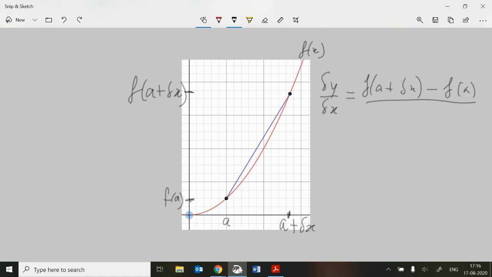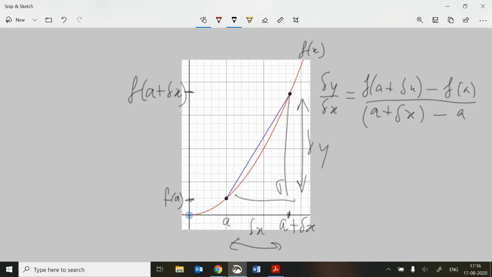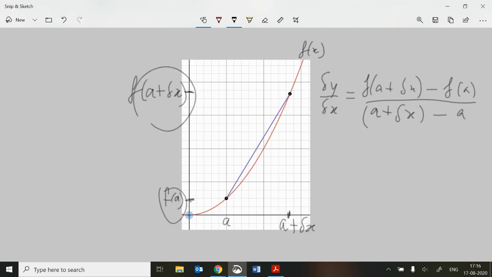Now, if you want, you can write this as a plus delta x take away a. So it's the distance here. Okay, so what we're trying to do is divide, we're making this triangle, we're trying to divide this delta y here by the delta x. Now, delta y is the change in height between this and this.